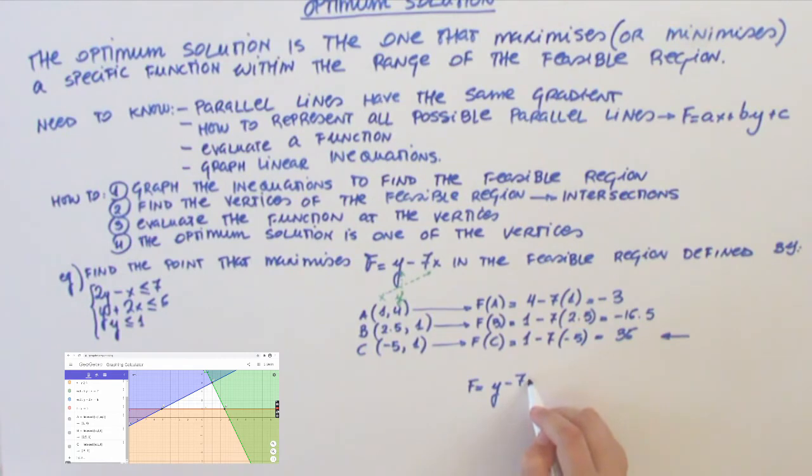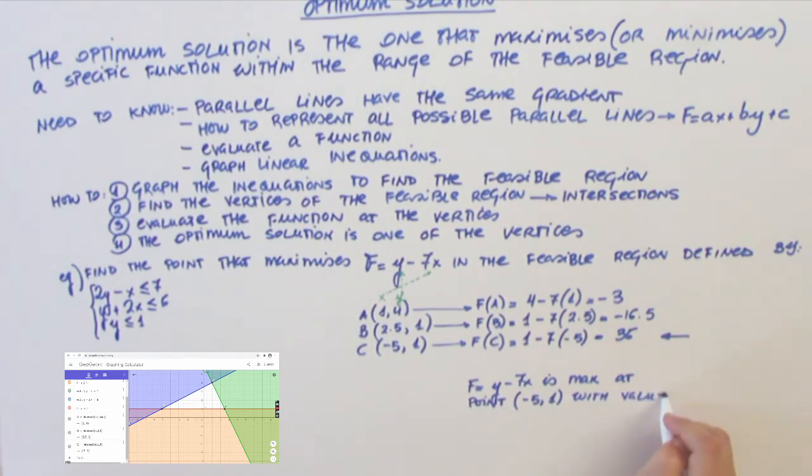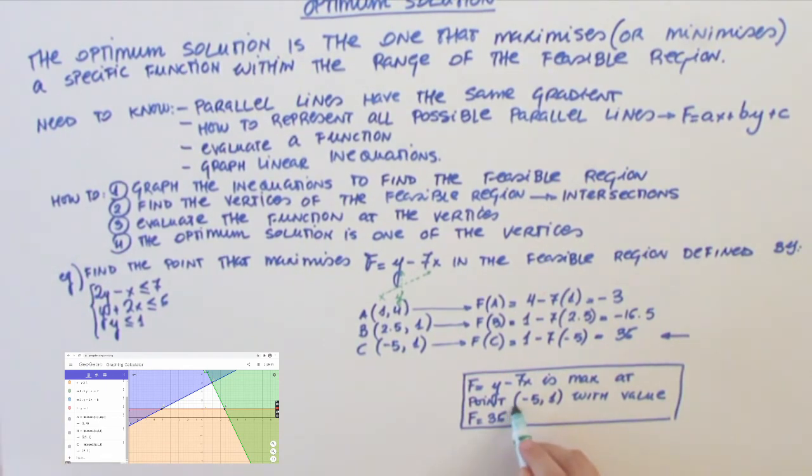The last step is to make a statement so I can show very clearly what my answer is. And we can write that the function is maximum at that point, minus 5, 1, with a value of f equals 36. And we can always follow that format to give our final statement, and it will work, given the point and the value that makes it maximum.